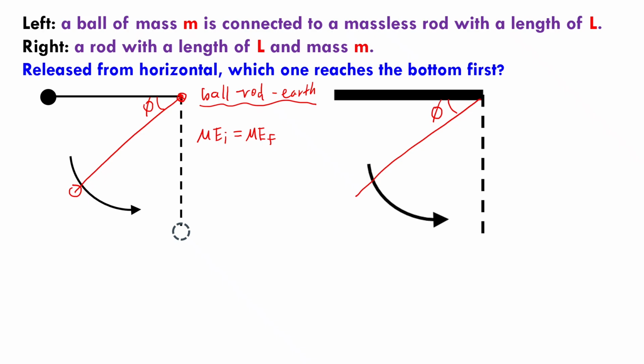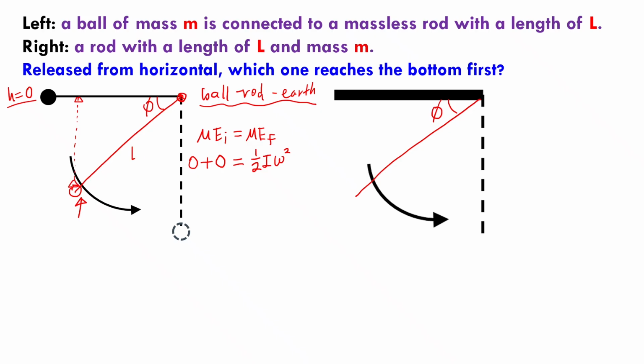If we consider this is our reference height, then the initial mechanical energy is zero kinetic energy and zero gravitational potential energy. But if the rod and the ball go to this position, then it will move, so it will have a kinetic energy of half I omega squared. And it also has gravitational potential energy, but it is smaller than zero because it's lower than our reference height. So how low? That is the height difference.